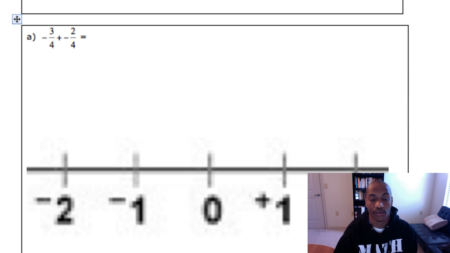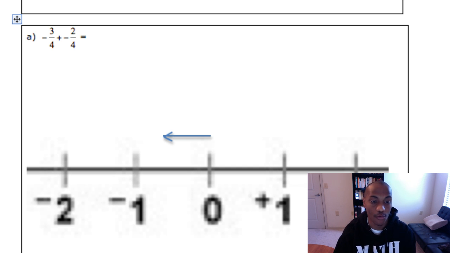We're starting here at negative 3 over 4. What we're going to do is draw an arrow starting at the origin and going to negative 3/4. So we start at the origin and we move negative 3/4 spaces. Now what we're doing to that negative 3/4 is adding another negative 2 over 4.